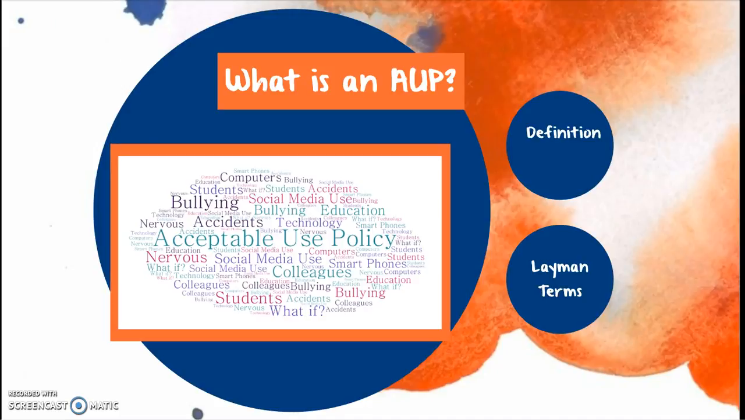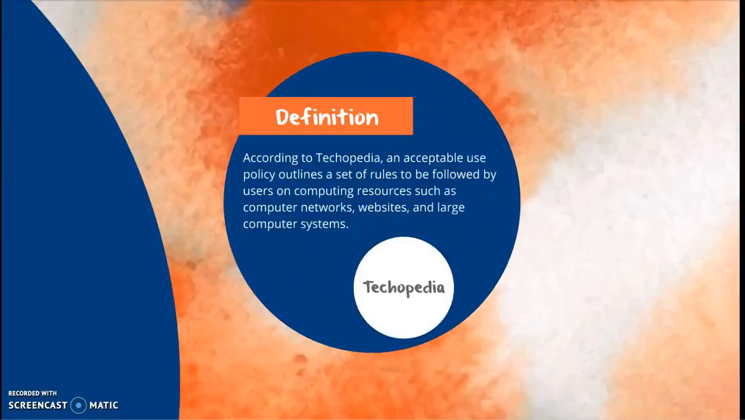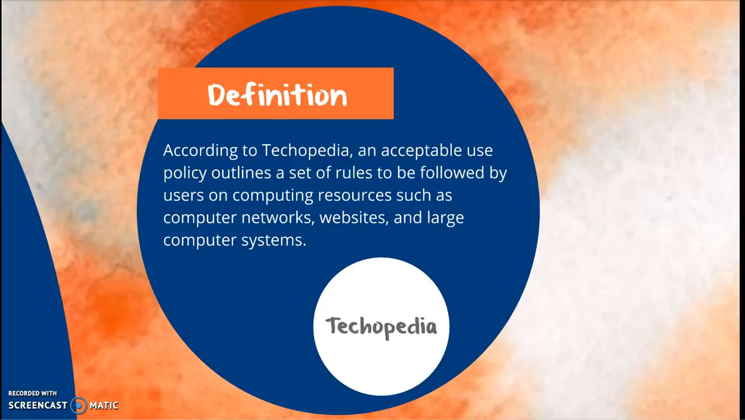To begin with, let's define an acceptable use policy, also known as an AUP. AUPs often have technical language, so we will discuss a formal definition as well as one in more layman's terms. According to Techopedia, an acceptable use policy is a document that outlines a set of rules to be followed by users or customers of a set of computing resources, which could be a computer network, website, or large computer system.